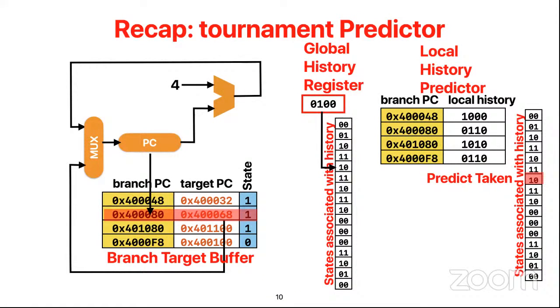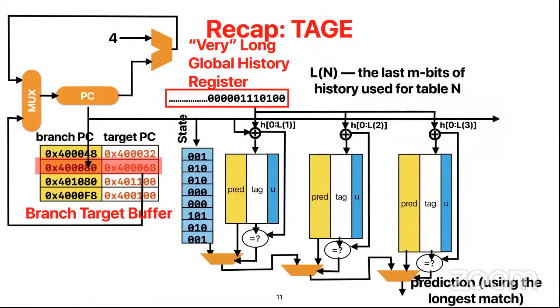The tournament predictor is basically adding another layer of prediction: in addition to the global or local predictor, we have a predictor to predict which predictor would work better for branch prediction. There are so many predictors here, but that's the tournament predictor. And TAGE is another idea of advanced dynamic branch prediction.